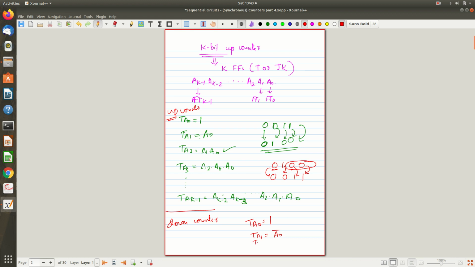So from that you can make the connection now. Similarly, TA2 will be A1 complement dot A0 complement. So you take that complement input and accordingly you do that. Similarly the last bit. So this is your idea behind the down counting. If you want, you can implement the down counter easily like this, right? Now let's see the circuit which can do both up counting and down counting together.